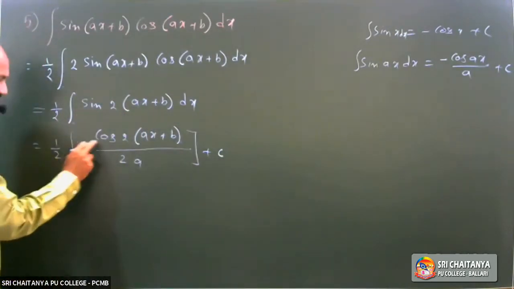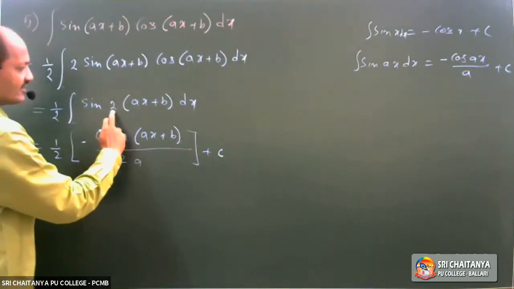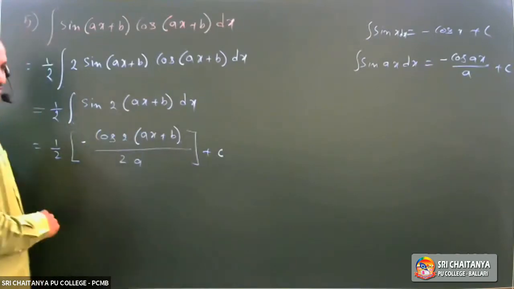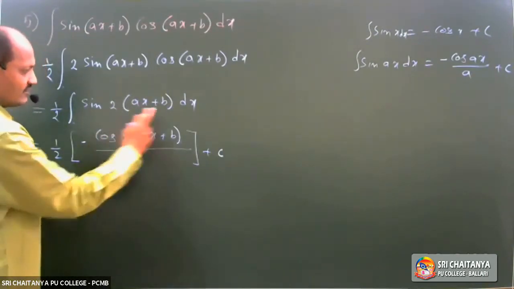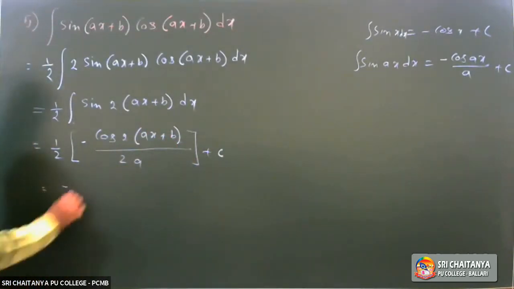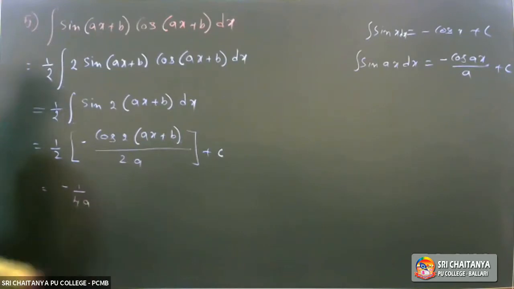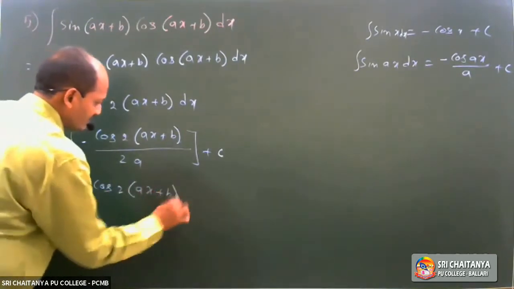Here it is sin 2 into ax plus b. Integral of sin is minus cos, divided by the derivative of 2ax plus 2b. The derivative of 2ax is 2a and the derivative of 2b is constant, 0. It is minus 1 by 4a cos of 2 into ax plus b plus c.